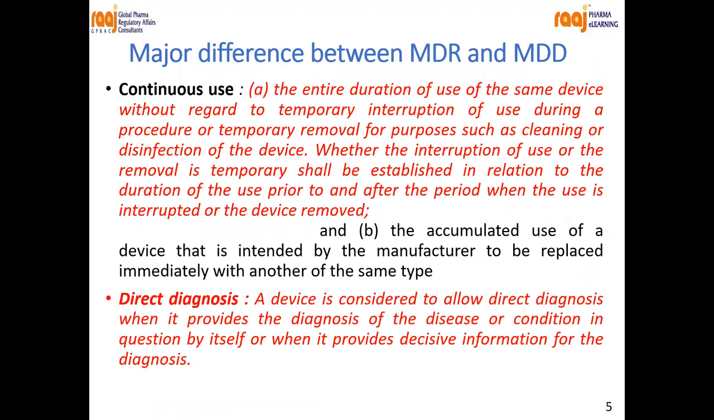Then continuous use, what does it mean? The entire duration of use of the same device without regard to temporary interruption of use during a procedure, or temporary removal for purposes such as cleaning or disinfection of the device. Whether the interruption of use or the temporary removal applies shall be established in relation to the duration of the use prior to and after the period when the use is interrupted or the device is removed. And B is the accumulated use of a device that is intended by the manufacturer to be replaced immediately with another of the same type.